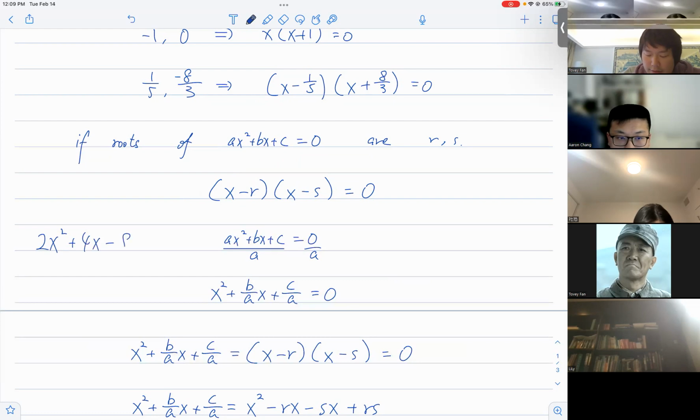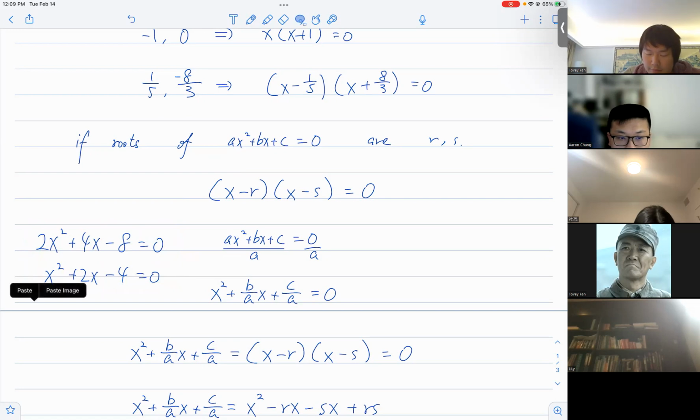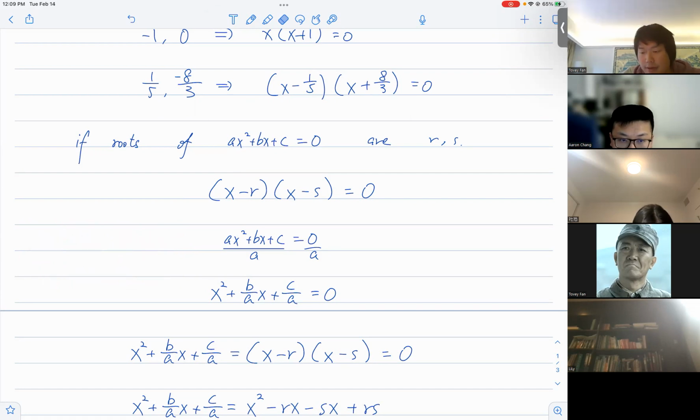For example, 2x squared plus 4x minus 8 equals 0. To solve it, you can first divide by 2. x squared plus 2x minus 4 equals 0. Right? Okay, Aaron, that makes sense, right? Any general equation you can divide by a number, basically to make the leading coefficient become 1. Make it become 1, and your solutions are still the same. The roots are still the same.